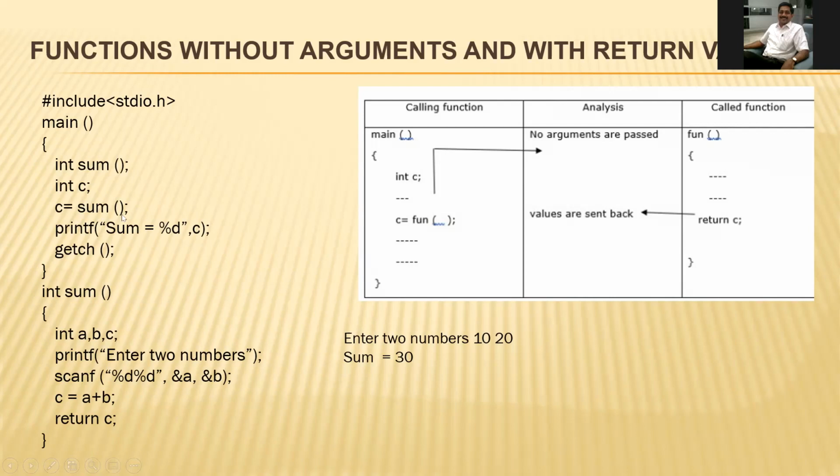the sum call is given here: c is equal to sum. This is the call. This sum is specified here, and this sum is called. So the control will get transferred to the sum function, and the sum will be calculated.